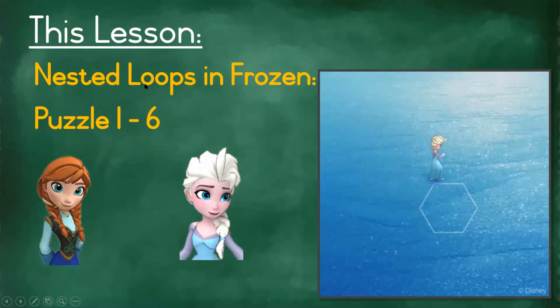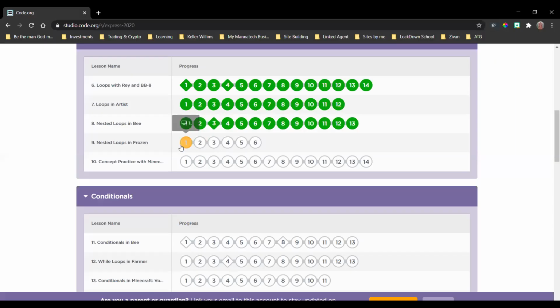Here is the lesson we'll be doing today, nested loops in Frozen. So I'm going to jump to that coding screen and we are going to get started on that. We're doing puzzle 1. We finished nested loops in B yesterday.